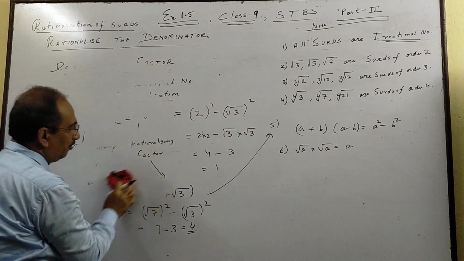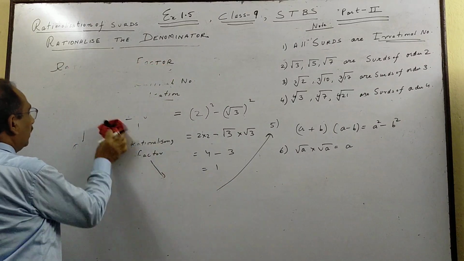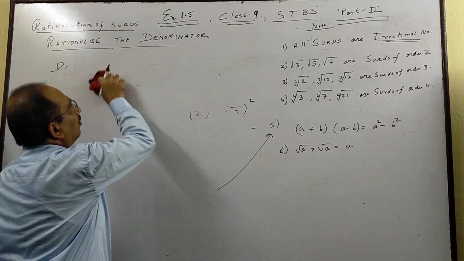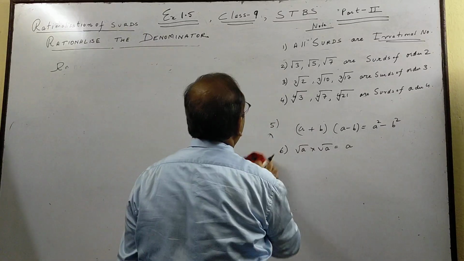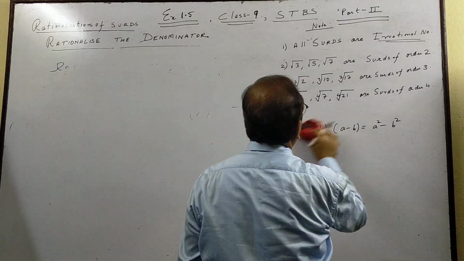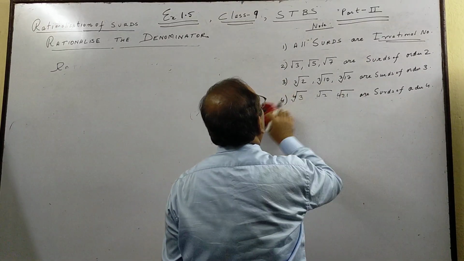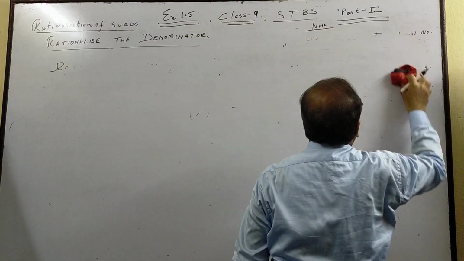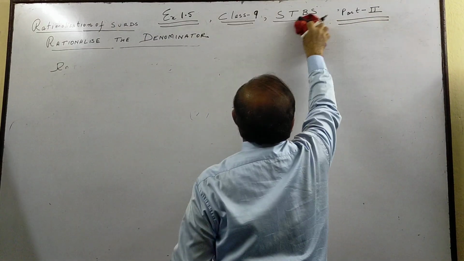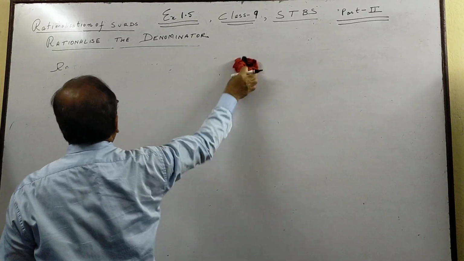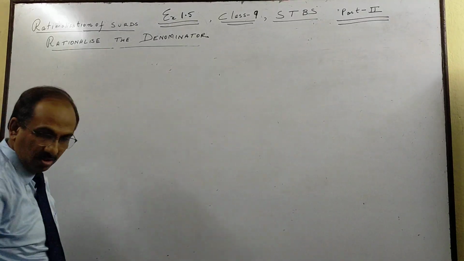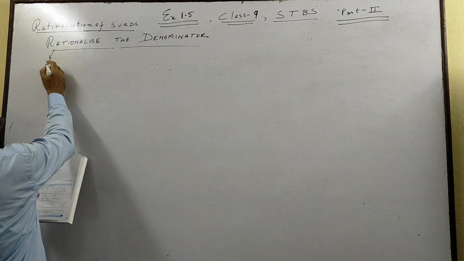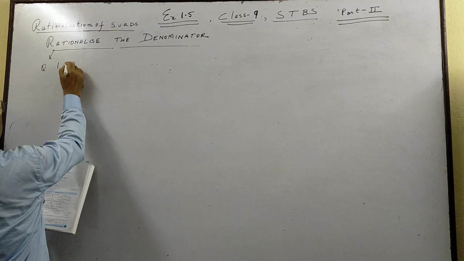Next, we are going to start exercise 1.5, where I will do sums to clarify whatever concept I have given you in part 1 and part 2. So the very first question is: rationalize the denominator, question 1, part 1.